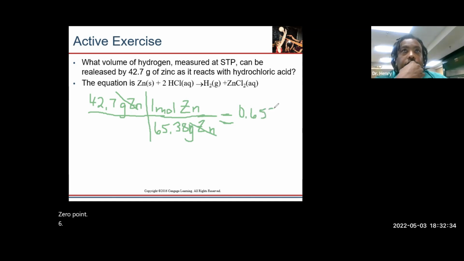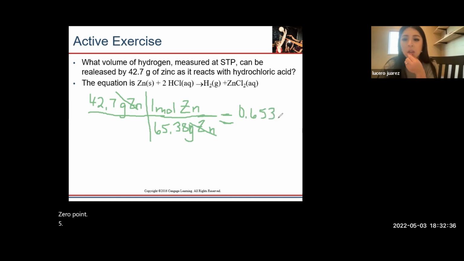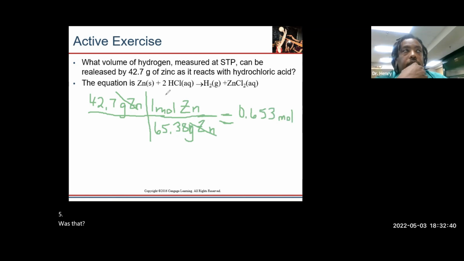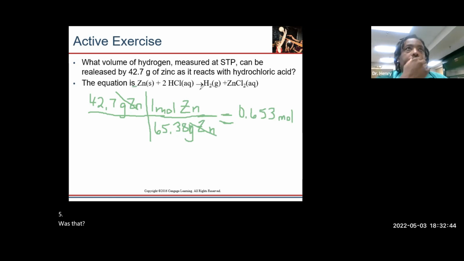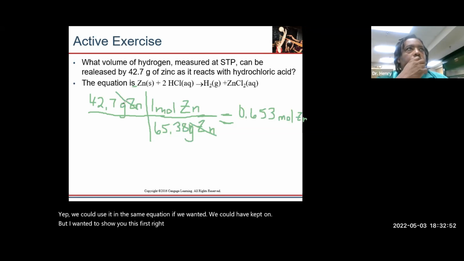0.65. We use it in the same... What was that? We use it in the same equation, like the mole to mole ratio. Yep, we could use it in the same equation if we wanted to. We could have kept on, but I wanted to show you this first, right? So the mole to mole ratio of zinc to hydrogen gas is a 1-to-1 ratio.